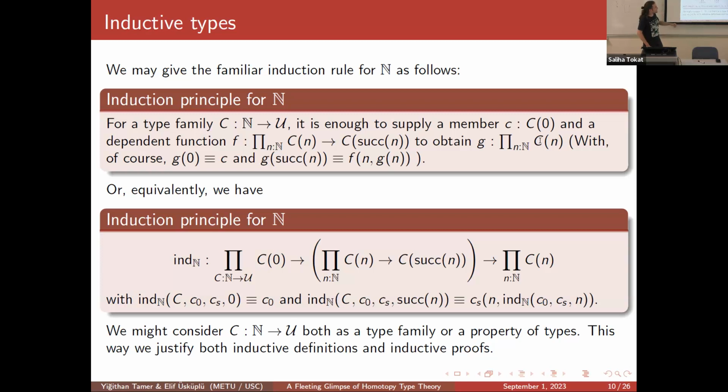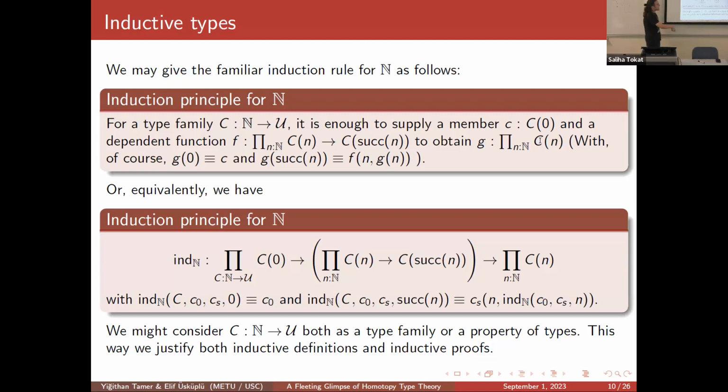So consider C here like a property of types. So you plug something in, you get a proposition, right? So this is telling you exactly what you need to supply to get a proof for all n. So this says for all n, C of n holds. So you have to provide a proof that C of 0 holds, and given a proof of C of n, you have to prove that C of n plus 1 holds. So this is basically the induction principle that we know.